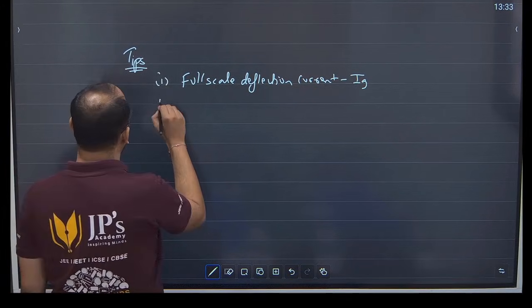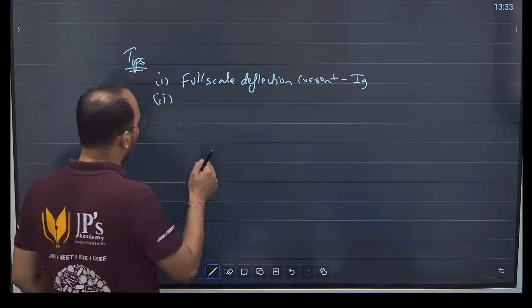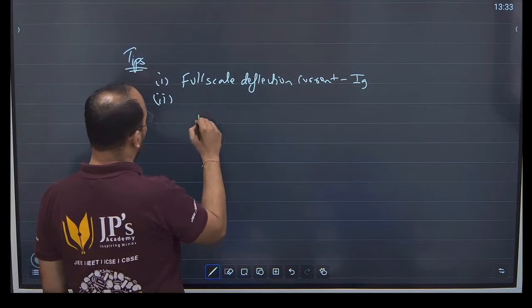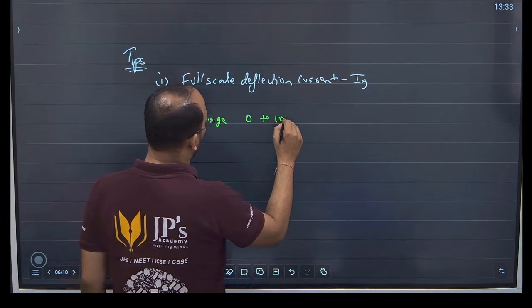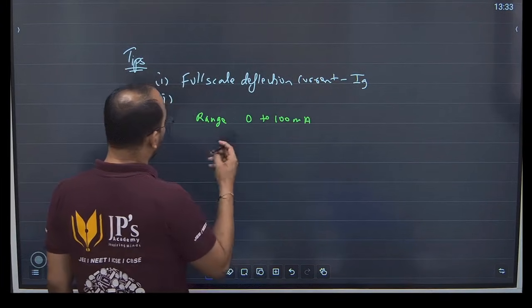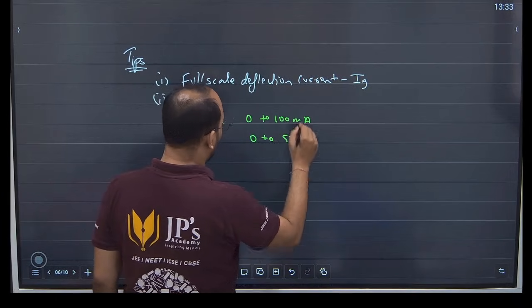Okay, second thing that you should know is when they give the question, they will give you question like this कि convert to ammeter of range, ऐसे बोलेंगे 0 to 100 मिली एम्पियर का रेंज बना दो, या वोल्ट मीटर में कन्वर्ट करना है तो बोलेंगे 0 to 50 वोल्ट का वोल्ट मीटर बना दो.